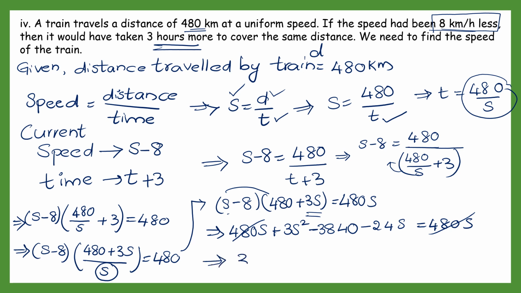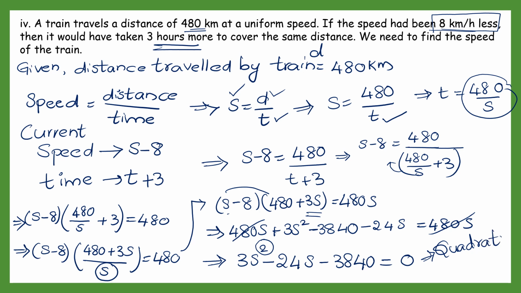So the equation is what? 3s square. After s square you will get s term, right? So let us write in order. Minus 24s minus 3840 is equal to 0. So if you observe, degree of the equation is what? 2. Degree is the highest power. Degree is 2. So it means this is a quadratic equation.